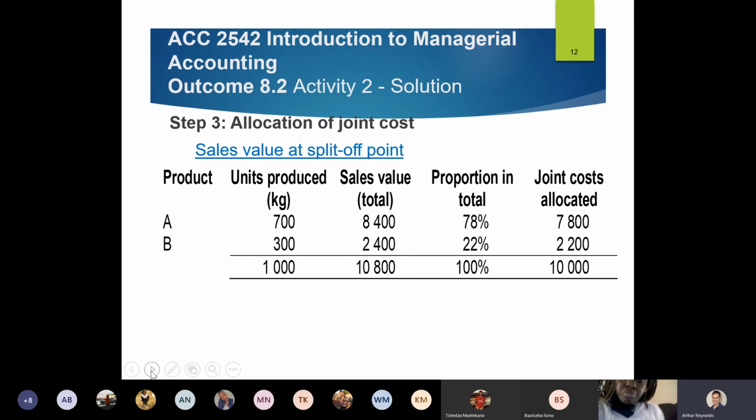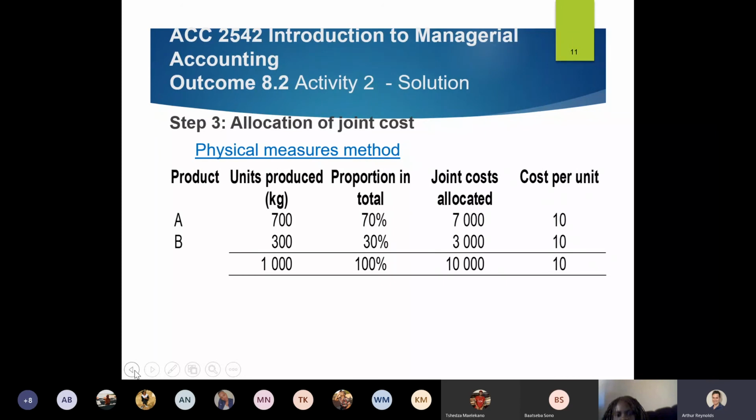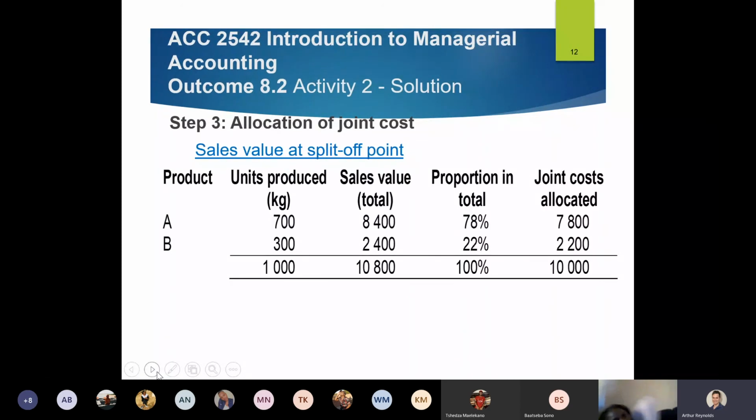Okay, so if we look at the sales value, it's a little bit different. The units produced multiplied by the sales value gives you for A 8,400 and B 2,400. So the proportion changes a little bit. In the previous one, you see the split was 70-30 because of the quantity. But now because we look at sales value, you see it's even more biased towards A. A now gets 78% and B only gets 22%. So the joint cost is 7,800 and 2,200 compared to the previous one where we said 7 and 3.